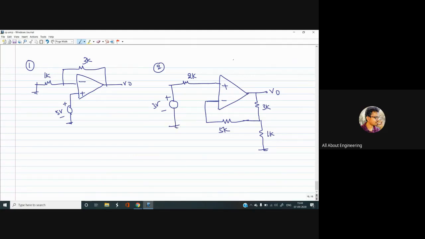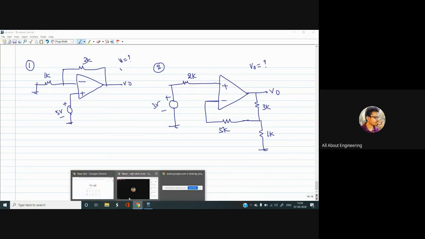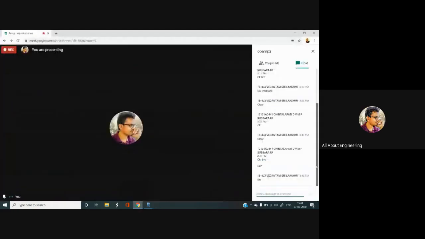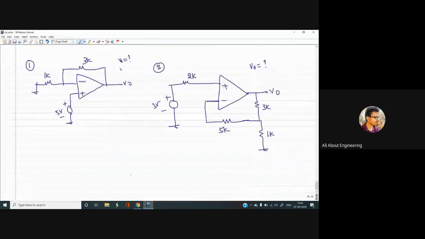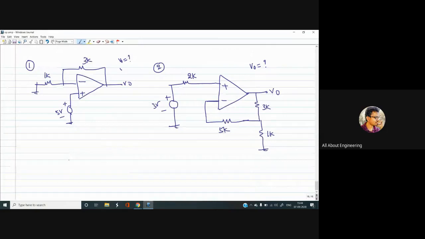Now you tell me what type of amplifier this is and what V output is here. Okay. Here also, you tell me what V output is. V output by V in is not required. And you tell me what type of amplifier this was. Guys, you solve these two questions. Your task is to tell me what type of amplifier these two were, and what the output would be. Okay.